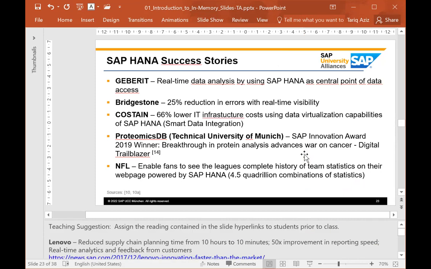HANA has some success stories. I don't know, this one is Gabriel or something like that. They implemented SAP HANA for real-time data analysis. They did it for reporting and analytical purposes, not with their ERP having real-time data on HANA. They are using HANA for analytical purposes.